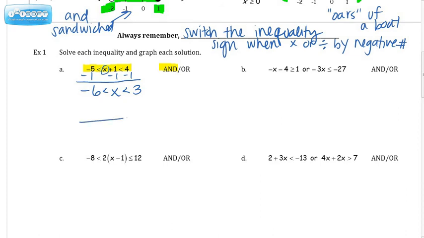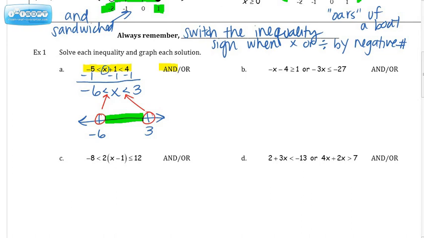So if I were to graph this, I draw my number line, draw my left side, right side. I would have an open circle because it's less than, open circle because it's less than, and then I would shade in between. And this graph would represent the solution to that equation.